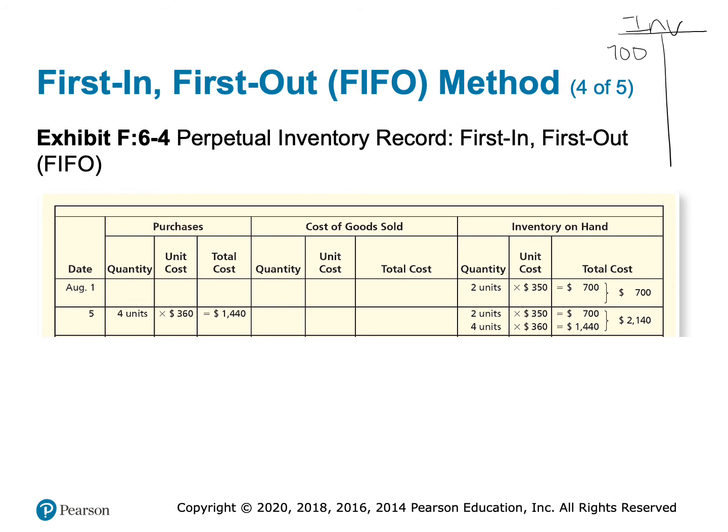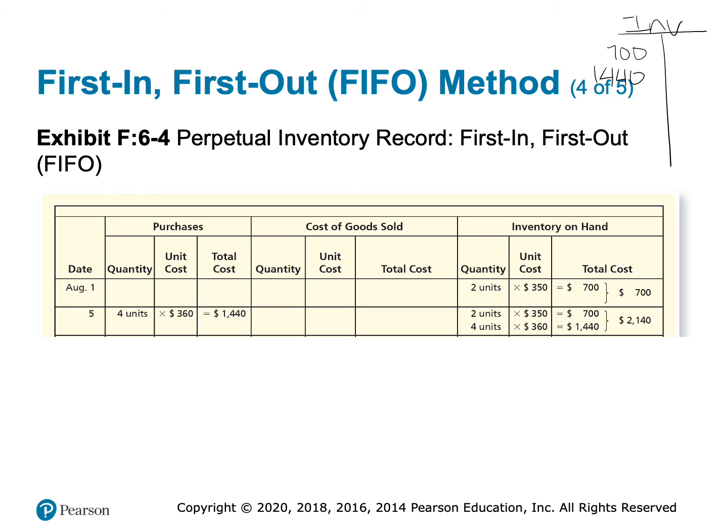Now, what I can't show you on this slide is the journal entry, but what I want you to be doing is practicing the journal entry on the side of your notes, and then we'll check those together on the next slide. So when I bought 4 units, I would debit inventory and credit either cash or accounts payable, depending on how I paid for those, for $1440. So I'm going to come up here to my inventory account and I'm going to debit inventory for $1440.